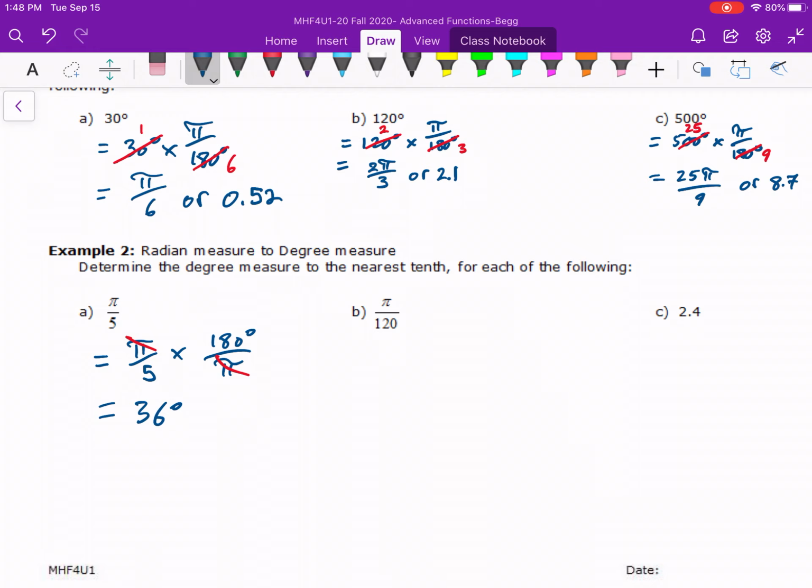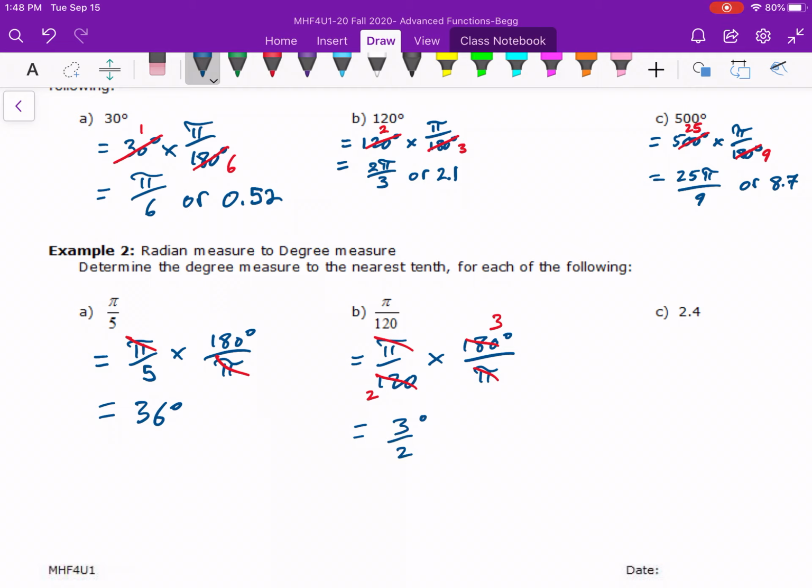And then we just do the other ones the same way. Pi over 120 times 180 over pi. Pi's cancel out. I can reduce this. So 60 goes into 120 twice, and 60 goes into 180 3 times. So that's going to be the same as 3 over 2 degrees.